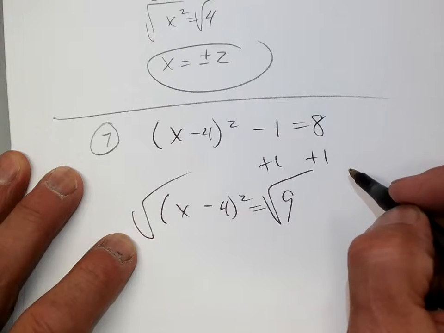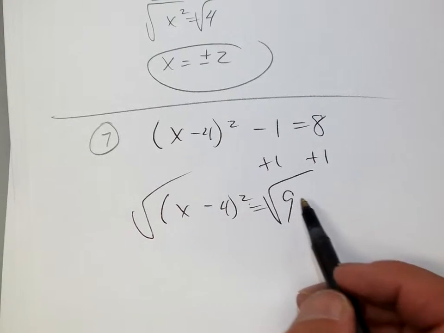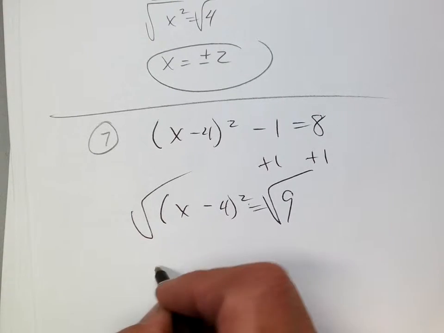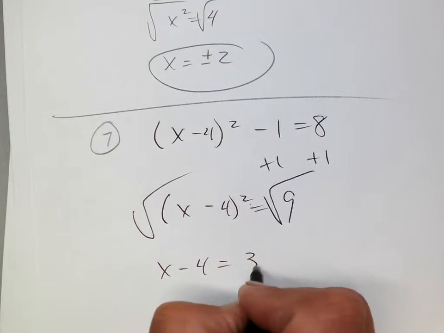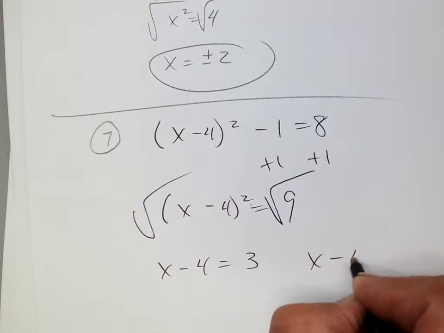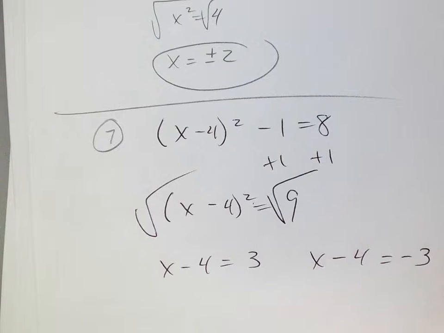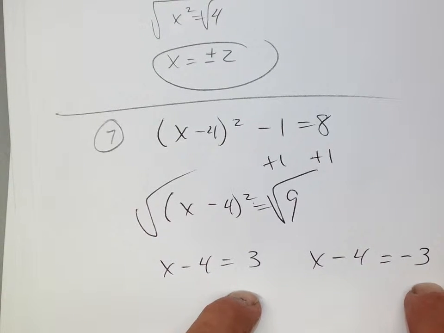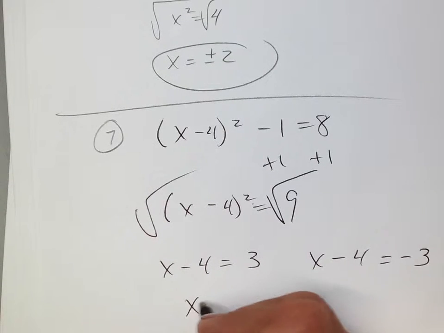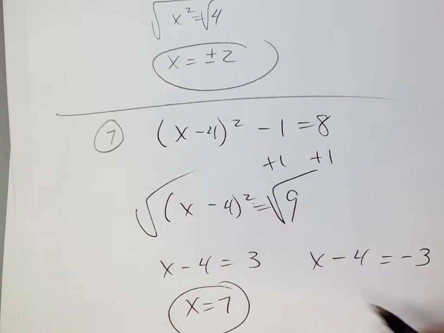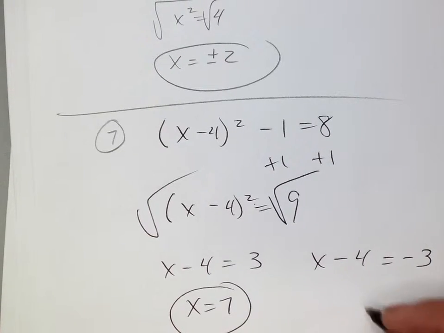Square root, because the square root will cancel the square. Two answers, right? So I'm going to go x minus 4 equals 3 and x minus 4 equals negative 3, okay? Two answers, right? I've got the 3 and the negative 3, okay? Then it gets easy from here. Plus 4, plus 4.